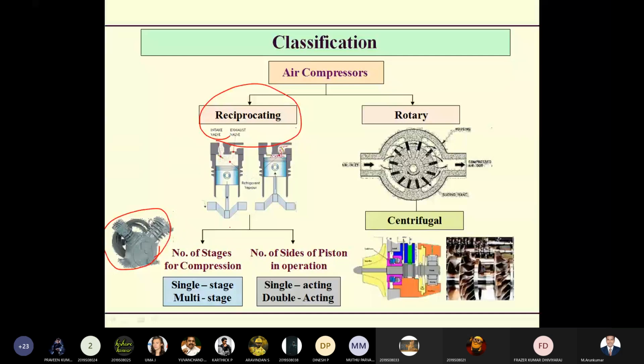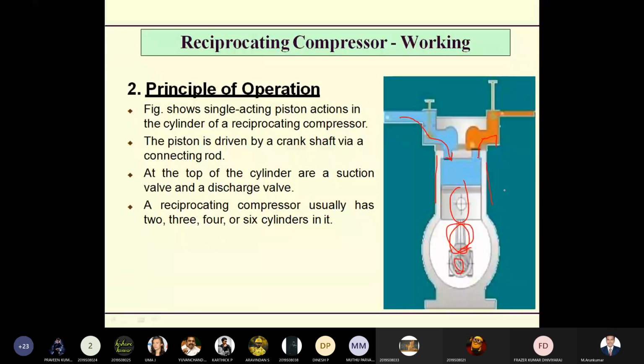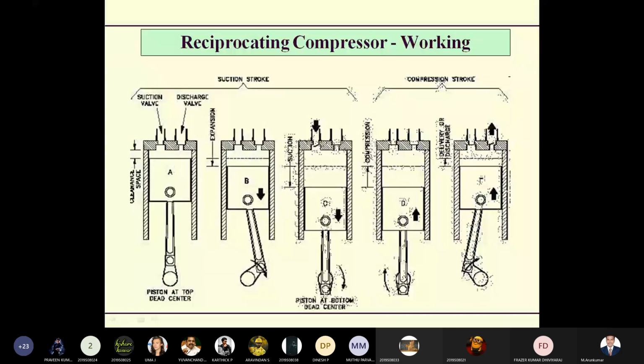So also we can have a series of cylinders connected together, which can be seen in automobiles. So we have a series of cylinders connected together, multi-stage cylinders, multi-stage compression. Then in reciprocating compression we have two strokes.